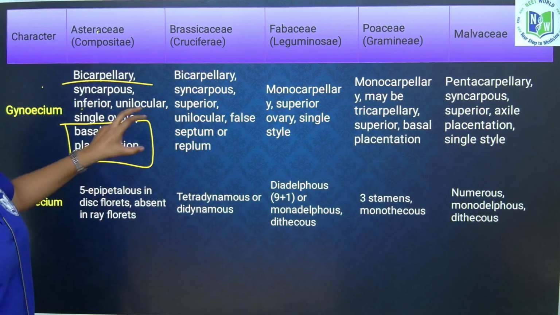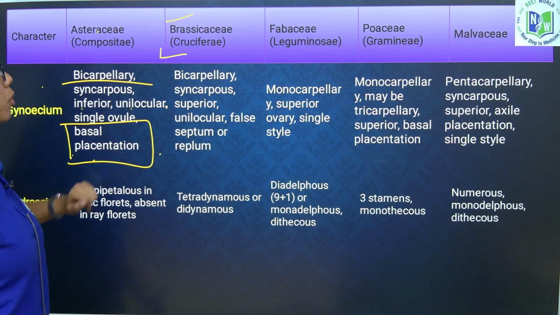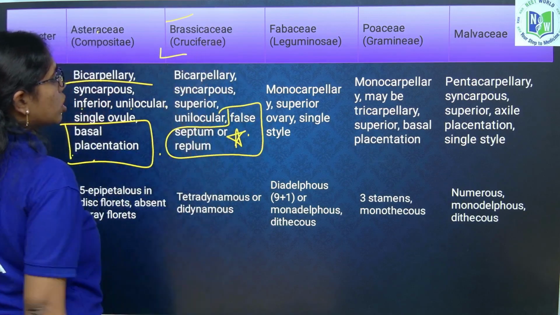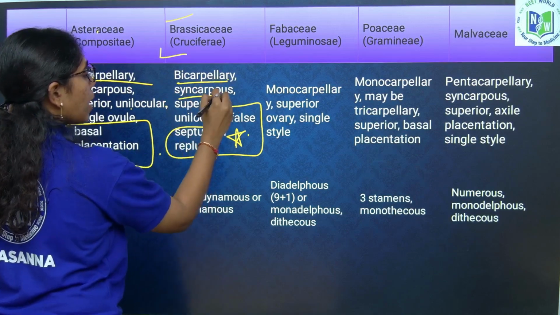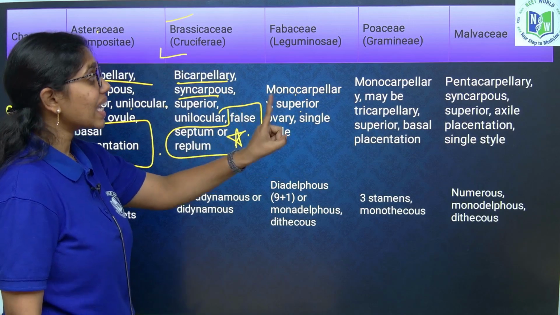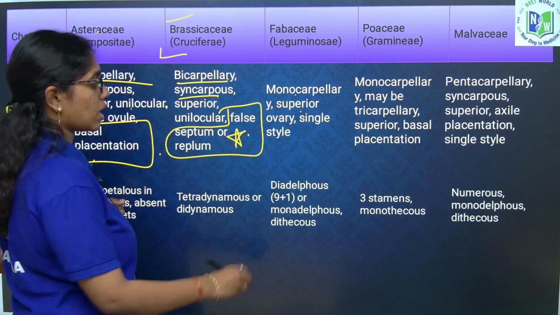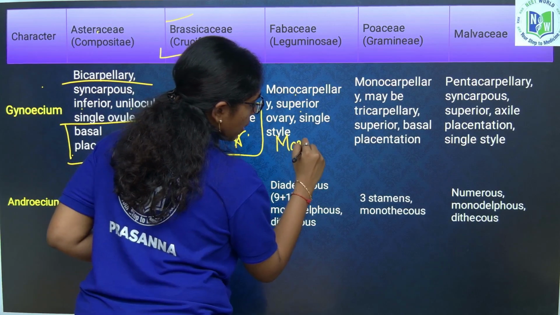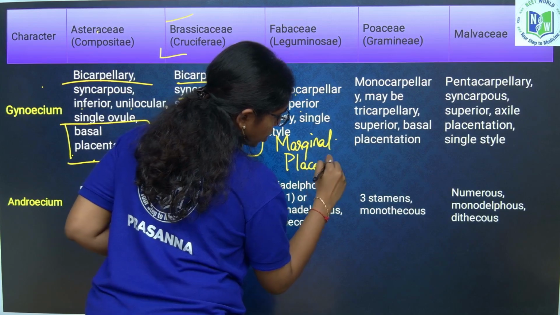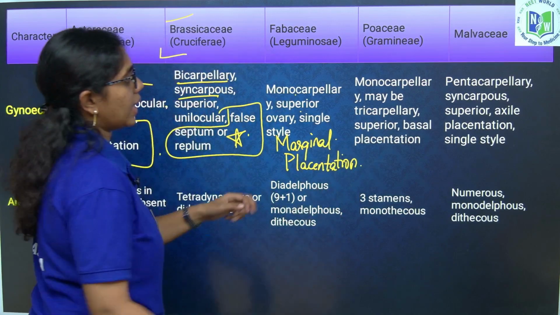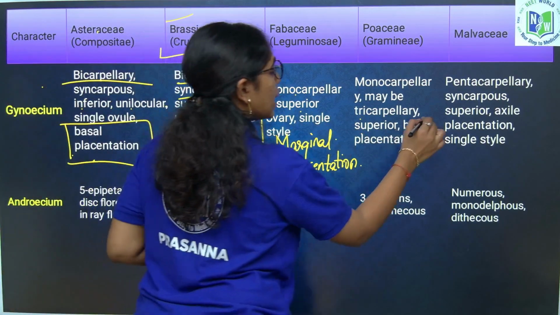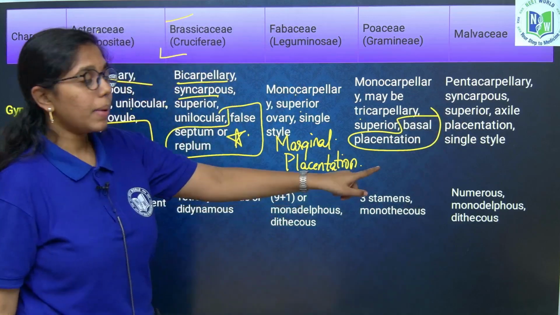Basal placentation. Next, Brassicaceae members will possess a false septum, which is also called replum. Very much important with respect to this family. It is also bicarpellary syncarpous with superior ovary. Fabaceae is monocarpellary, superior ovary with single style, and placentation is marginal placentation. Placentation is what? Marginal placentation, okay.